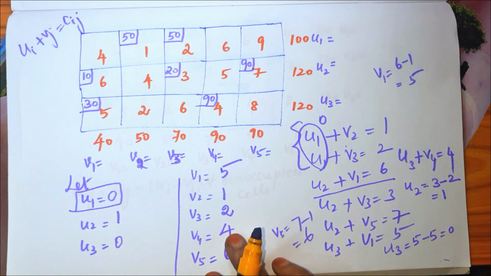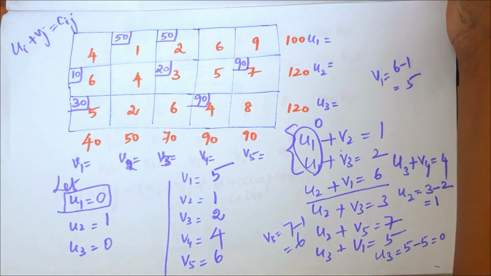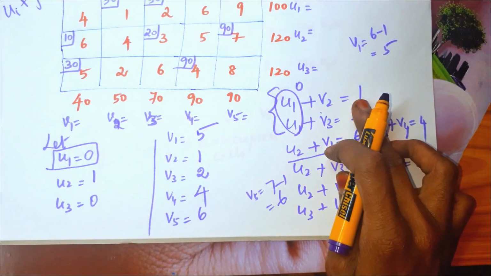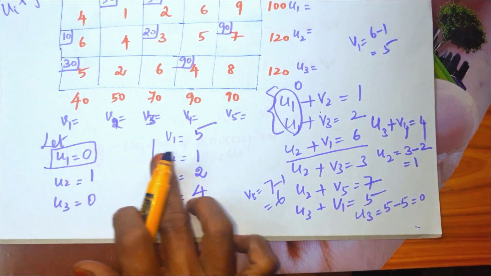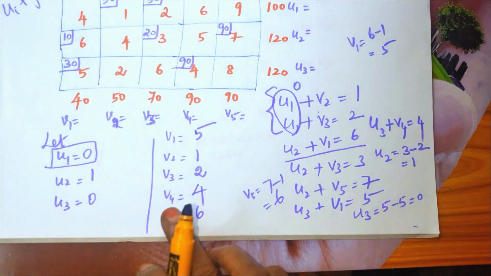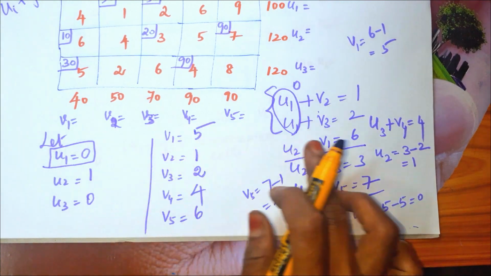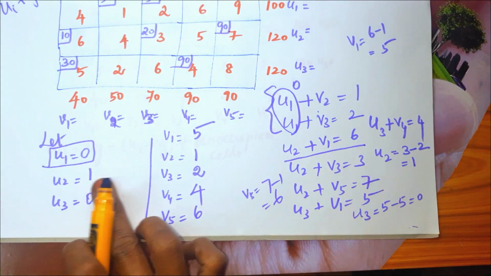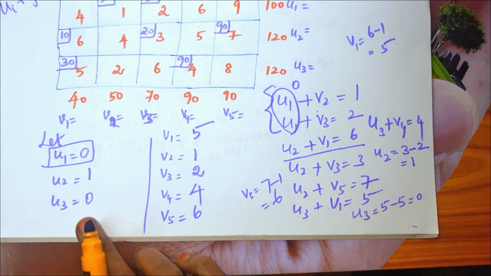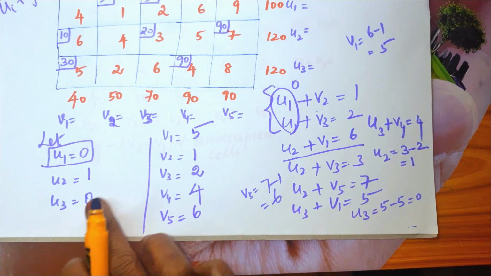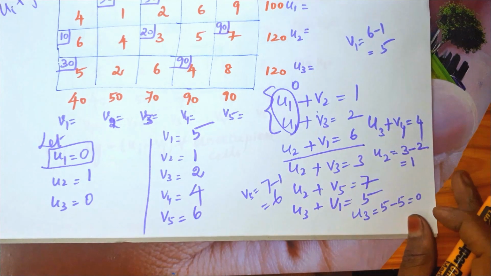After getting these values, try to check whether the values you got are correct. How to check that? Substitute them in these equations and check whether you got the correct answers. U1 0, V2 is 1. 0 plus 1, 1. U1, V3: 0 plus 2, 2. Then U2, V1: 1 plus 5, 6. Then U2, V3, that is 3. And U2, V5, 7. Then U3, V1, 5. And U3, V4, 4. So we got the correct answers.